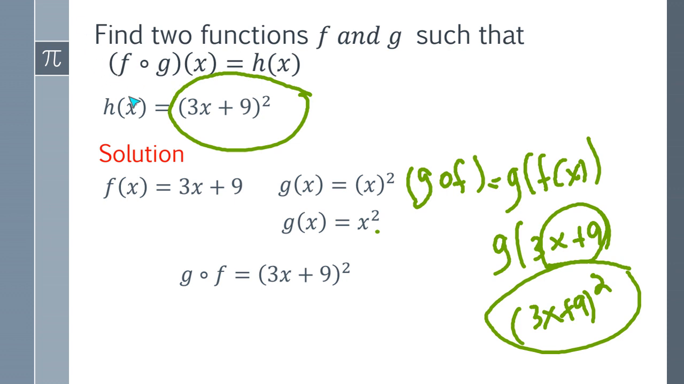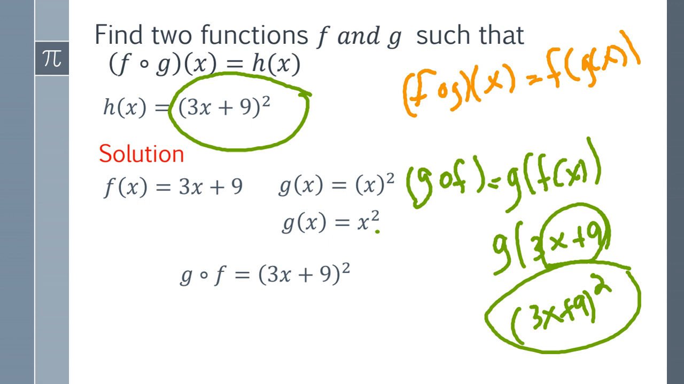So they actually want it to be the other way around. They want it to be f composed of g. Okay, so we're going to need to switch them. So instead of g of x being x squared, you can call this f of x, and this one can be g of x.